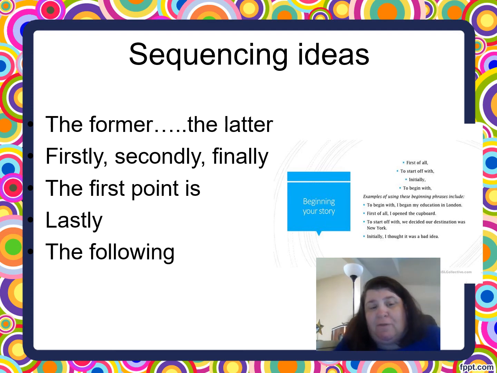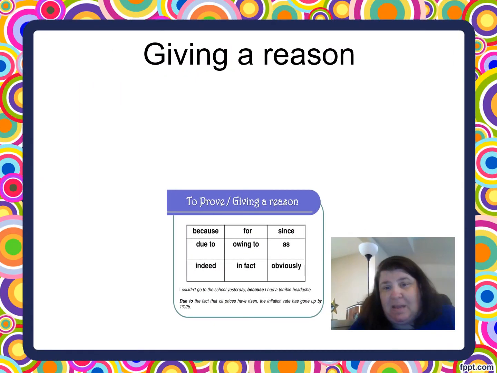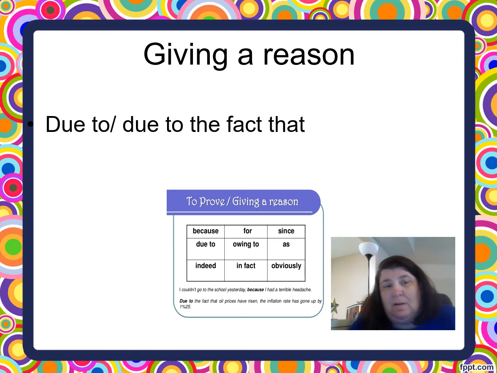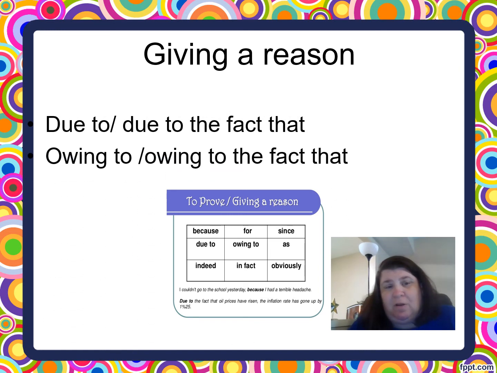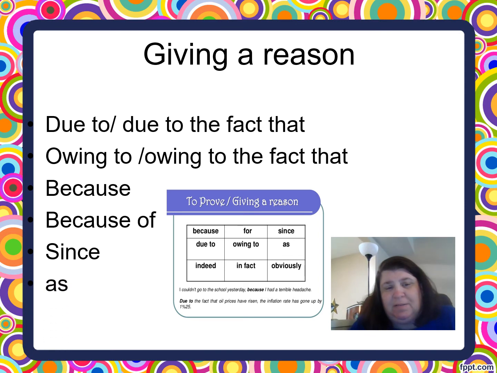Let's move on to our final topic, which is about giving a reason. We have due to the fact, owing to, or owing to the fact that, because of, since, as. You can see some over here on my other little graphic that I don't have on the list, such as indeed. And then there's some examples at the bottom.